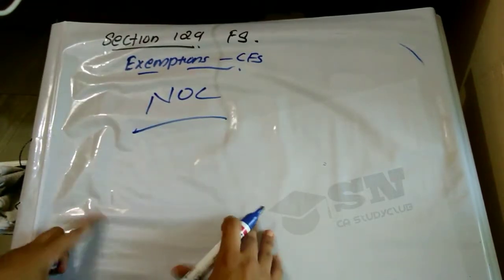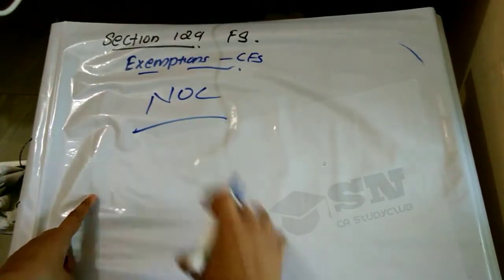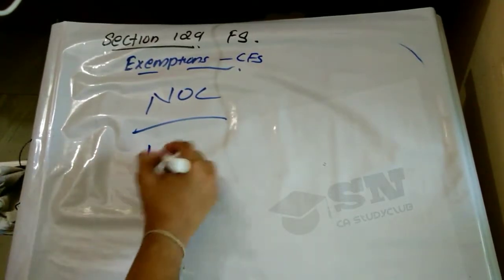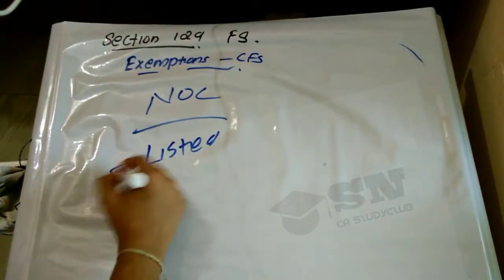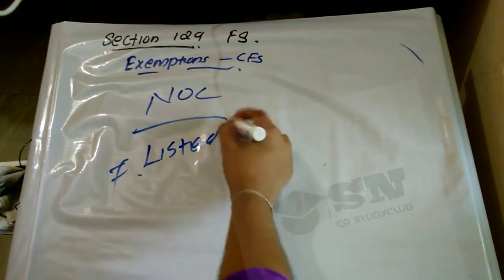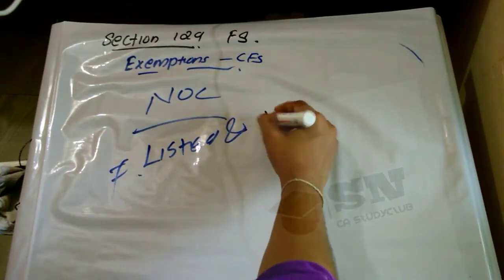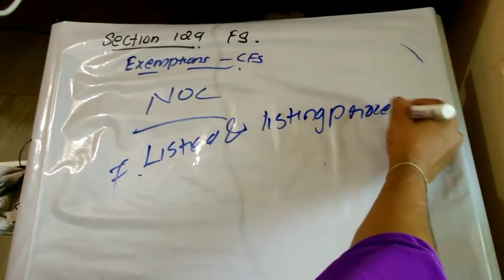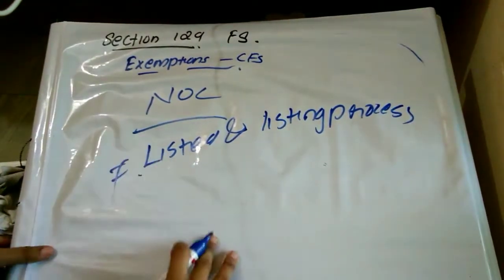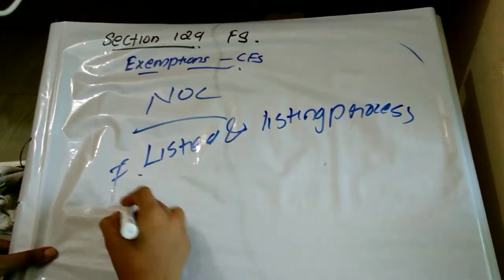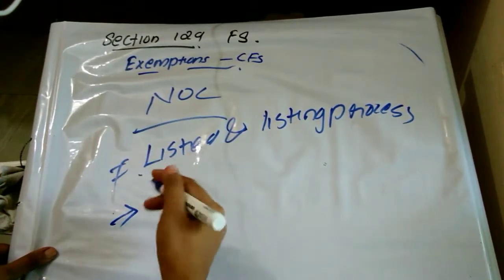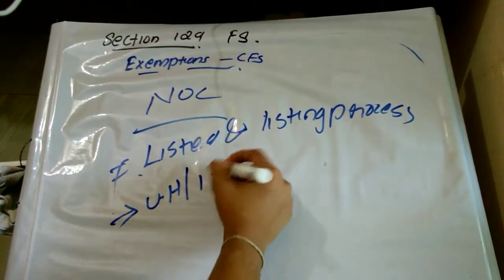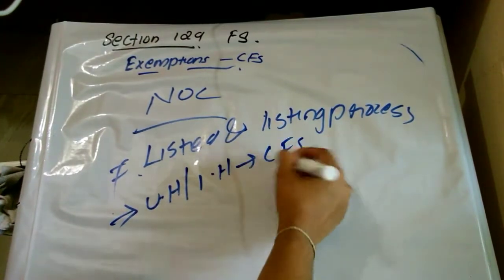That is the first one. Then, if the securities of the company are not listed or not intended to be listed, that is, not in the listing process, not listed or not under listing process, then they are not required to prepare the consolidated financial statement. Then, where the ultimate holding company or intermediary holding company is preparing the consolidated financial statement.